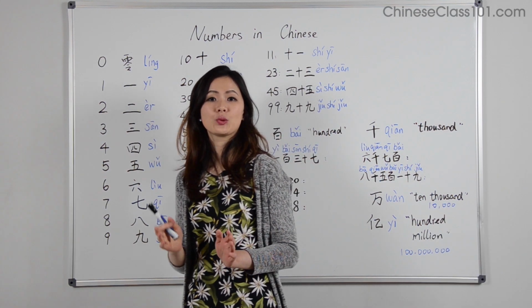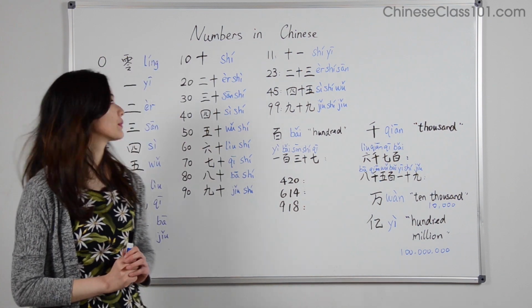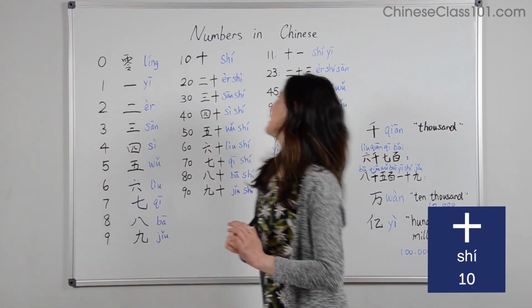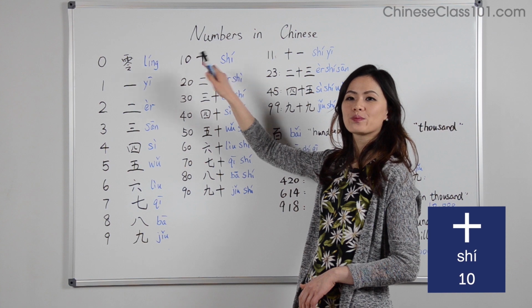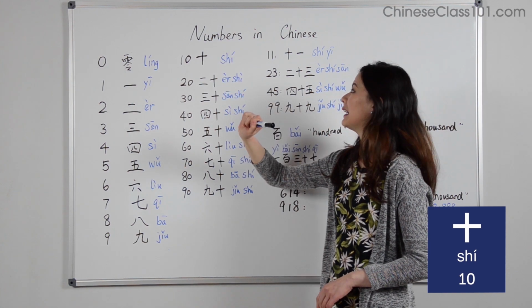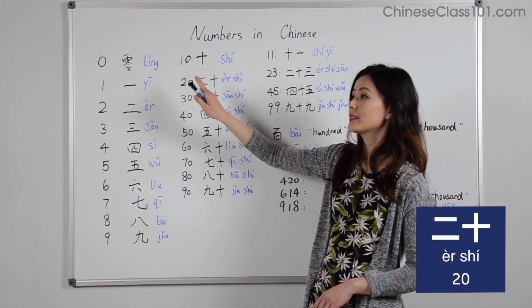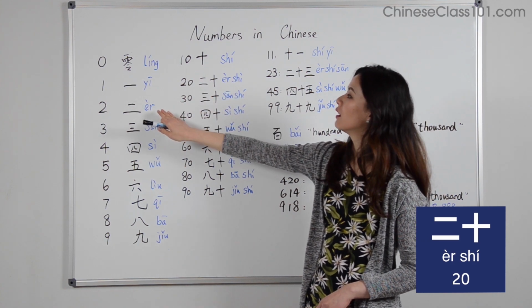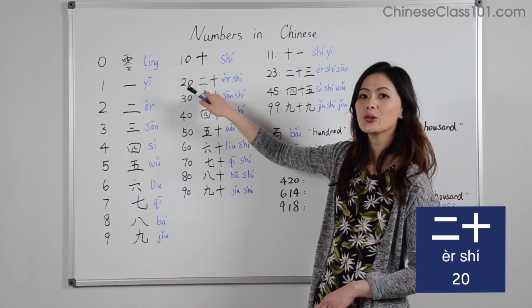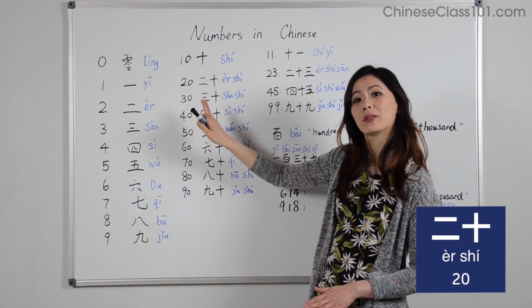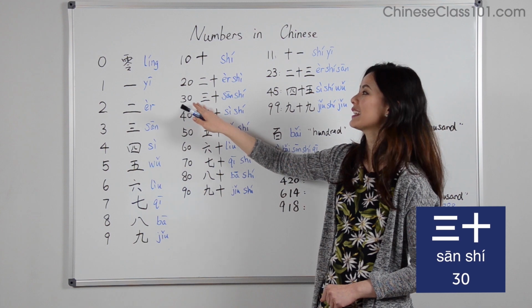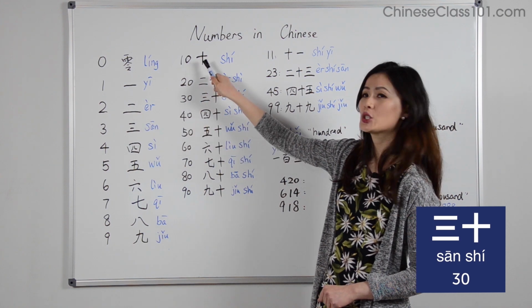Now let's move on to 10 and its multiples. 10 in Chinese is 十, and 20, which is 2 tens, so it is 二十. 2 tens or 20. How about 30? 30 is 3 tens, so 三十.